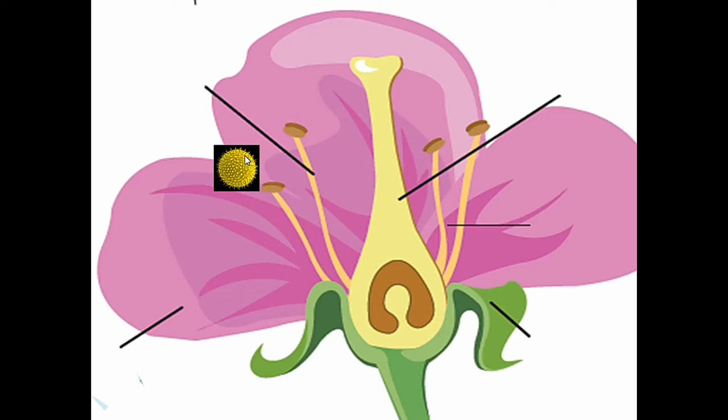This pollen grain has to be deposited on the stigma. Thereby pollination can happen. This is stigma. The pollen grain has to be transported and deposited on the stigma. The transportation of pollen grain is done by wind, water and various insects.